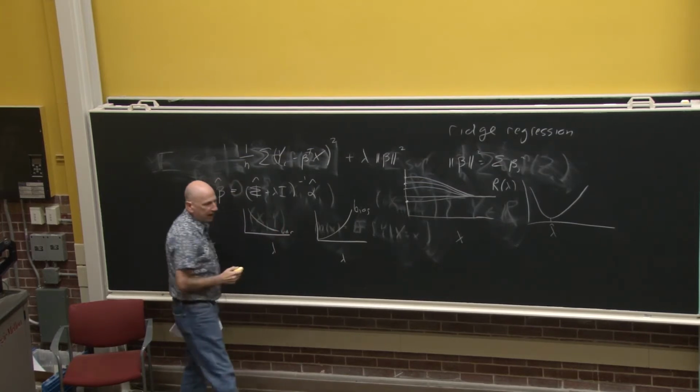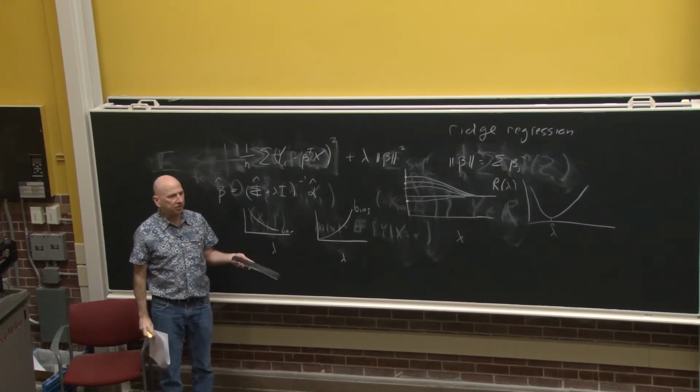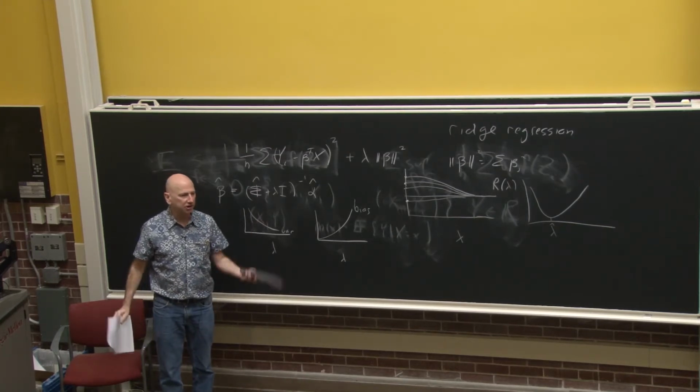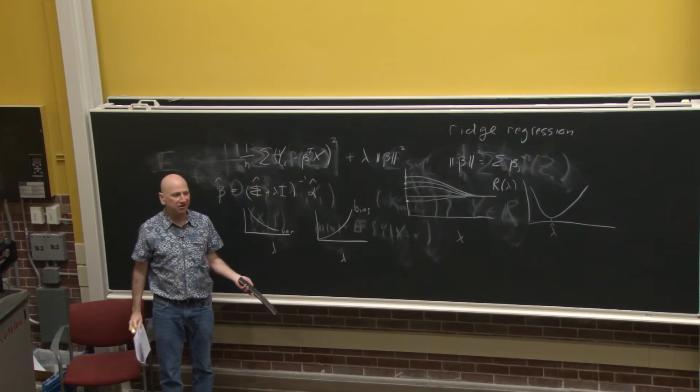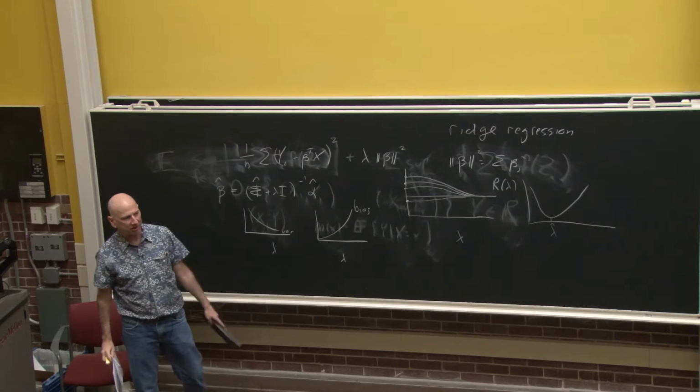The intuition for that is, let's just think of the extreme case. If I make lambda go to infinity, beta goes to 0, so my estimator is 0, it's a constant. And a constant estimator has no variance. That's the intuition for why the variance gets smaller as I regularize more.